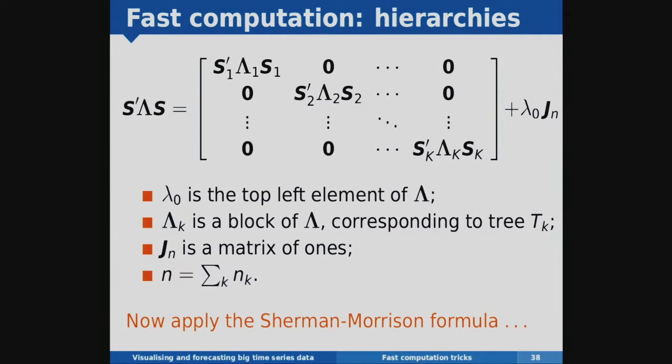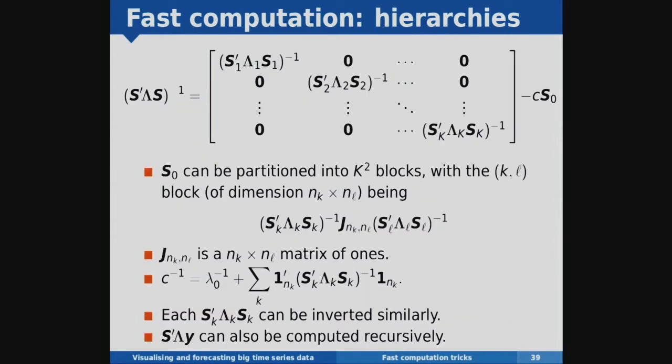This is where the linear algebra you learnt years and years ago comes in useful. So the Sherman-Morrison formula applied to that means that I can now invert S prime lambda S, and I get this structure minus this. And S0 is itself blocked, where the blocks have terms that involve these same bits here. And so this is a recursive block structure as well. And then I can apply it recursively, and I can invert the thing without ever actually storing any of the matrices.